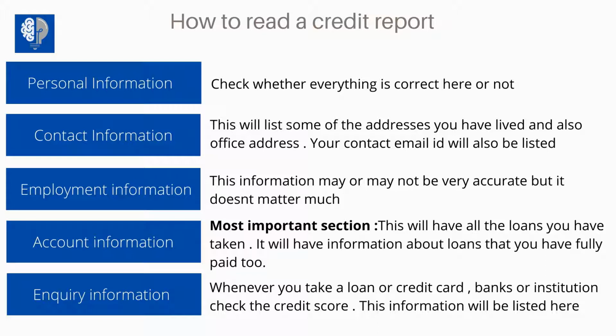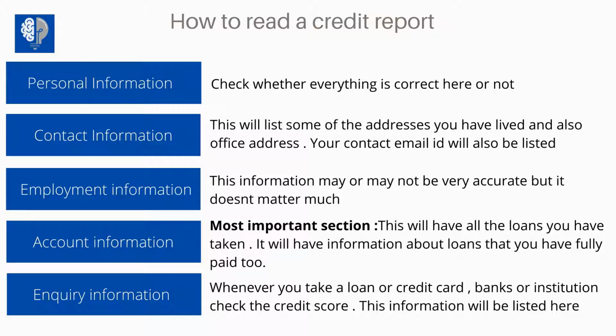Now in personal information, you should check whether everything is correct or not. Your name should be correct. Your email ID should be correct. All those things should be correct. In contact information, your address, where you have lived, the office address, and your email ID will be there. You should see whether it is also correct or not. Third is employment. This will inform you where you work, which is your company. This might or might not be correct, but it is not that useful, so you can live with it.